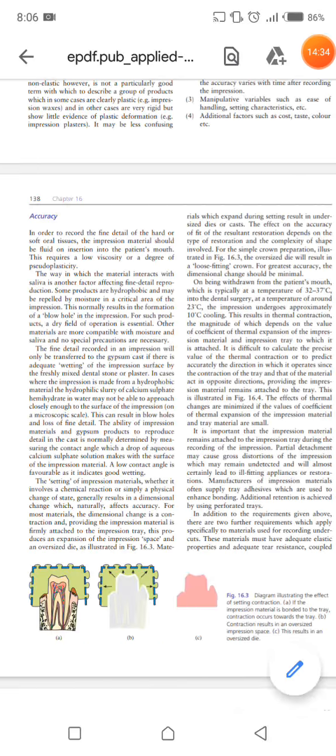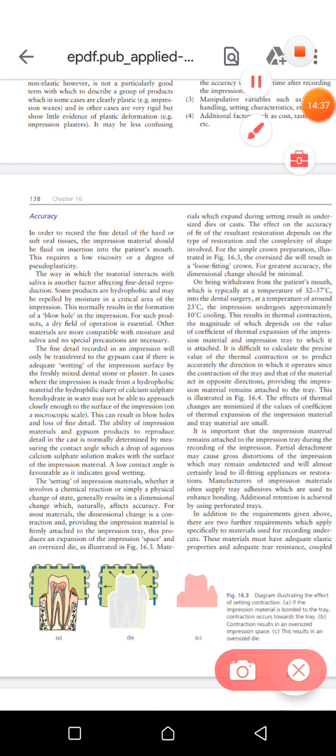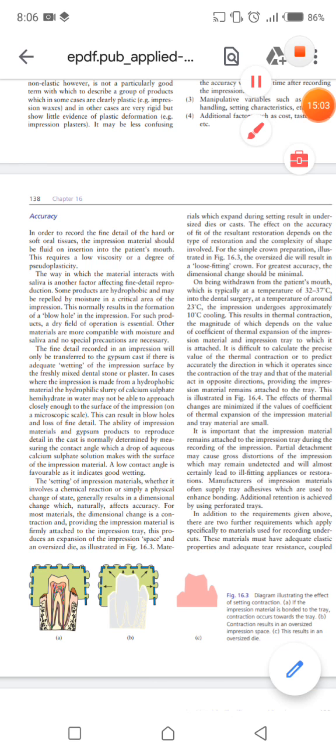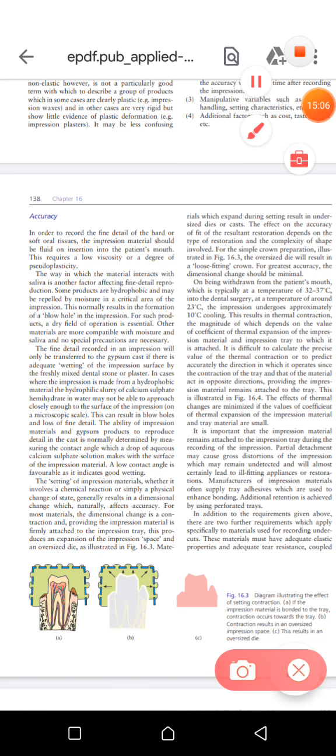Okay, so mark the fine detail. The fine detail recorded in an impression will only be transferred to the gypsum cast if there is adequate wetting of the impression surface by the freshly mixed dental stone or plaster. Okay, this is the important point.